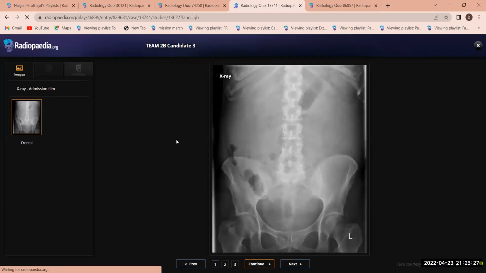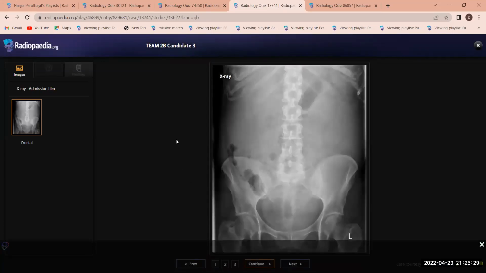Let's go to the next case. So this is a patient who has presented with abdominal distension. I am presented with the frontal radiograph of the abdomen of an adult patient. There is a paucity of gas in the center of the abdomen, and subtle gas can be seen in the right iliac fossa. However, no dilatation of bowel loops is observed. One gas loop can be seen in the epigastric region, left of the midline.